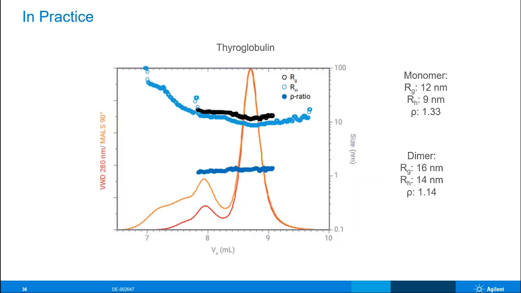Now, interestingly, if we get a dimer of thyroglobulin, we have a radius of gyration of 16 nanometers, a radius of hydration of 14 nanometers, and a shape factor of 1.14. What this tells us is these two rod-like structures aggregate together and form almost a coil-like dimer unit.